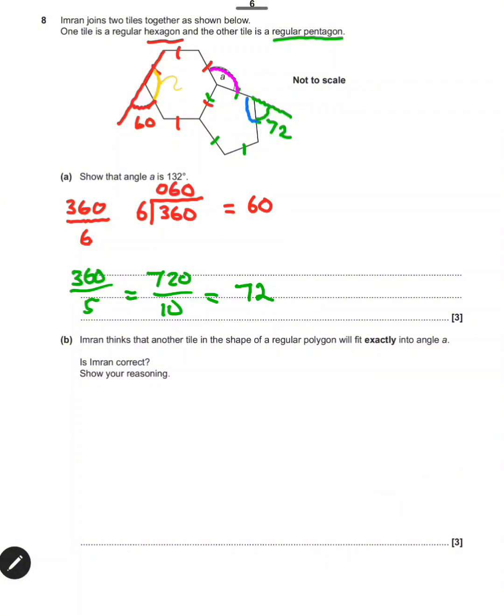Now the yellow angle on the hexagon will be 180, take away 60, which is 120. These two angles add up to 180. Similar thing for the blue angle on the pentagon. We can do 180, take away 72, which is 108. So what we've now found is this angle is 108.